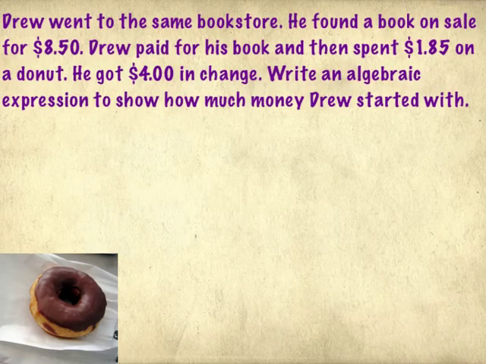So now here's one for you to try. Drew went to the same bookstore. He found a book on sale for $8.50. Drew paid for his book and then spent $1.85 on a donut. He got $4 in change. Write an algebraic expression to show how much money Drew started with. Pause the video, try to write out that expression, and when you come back, I'll have the answer for you.